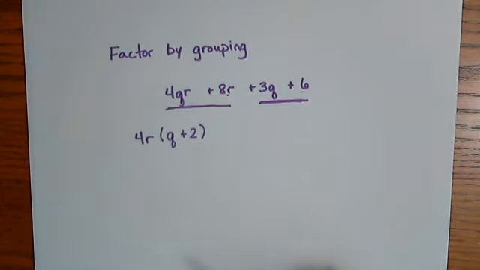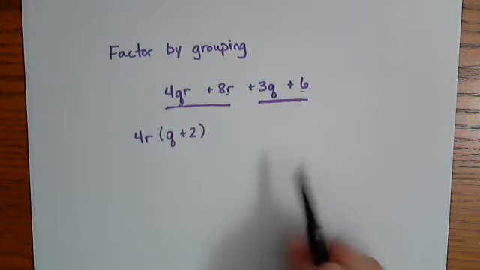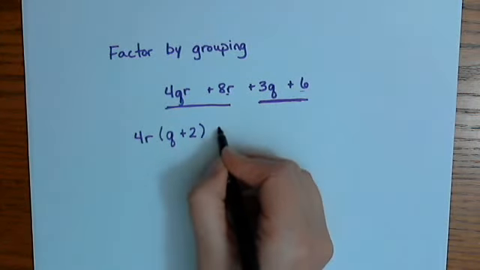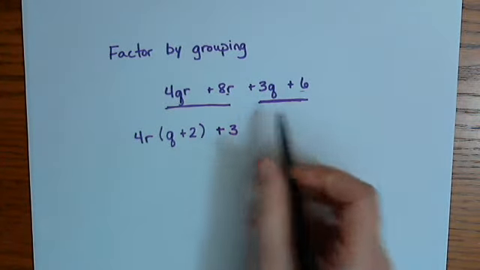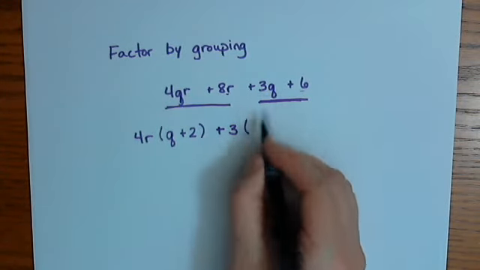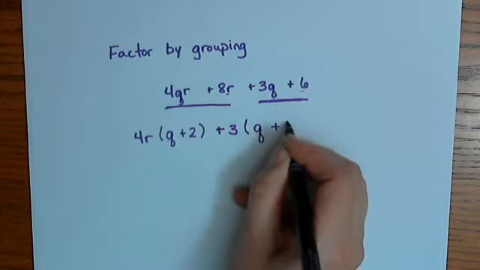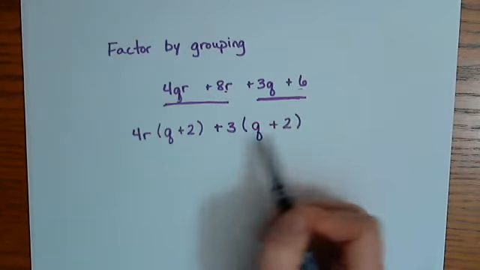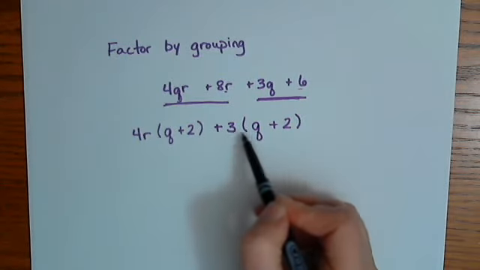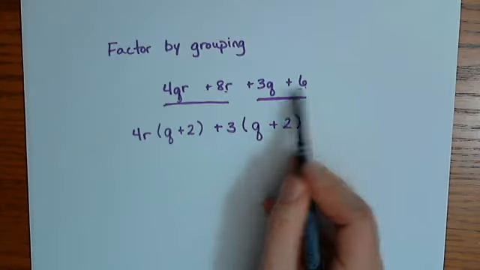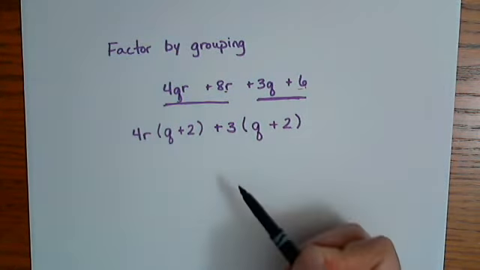So now I finished the first 2 terms. Let me look at the second 2 terms. Common between 3Q and 6 is going to be 3. So I'm going to put a plus 3. And when I factor that out, I'm going to have a Q here and 2 here. So 3 times Q plus 2. 3 times Q would give me 3Q, and 3 times 2 would give me 6. So 3Q plus 6 is what I get when I multiply here.